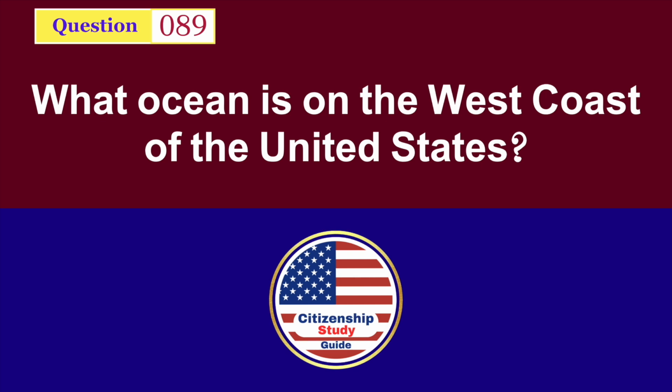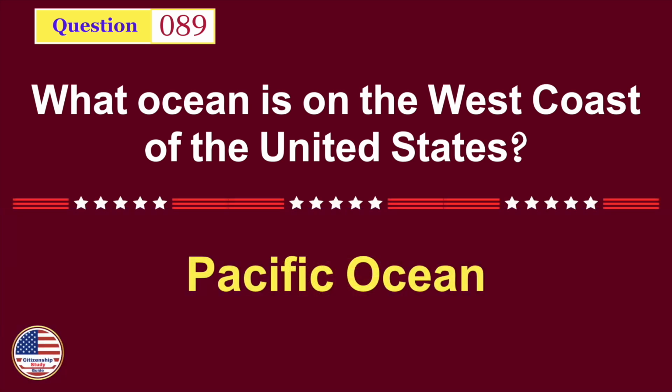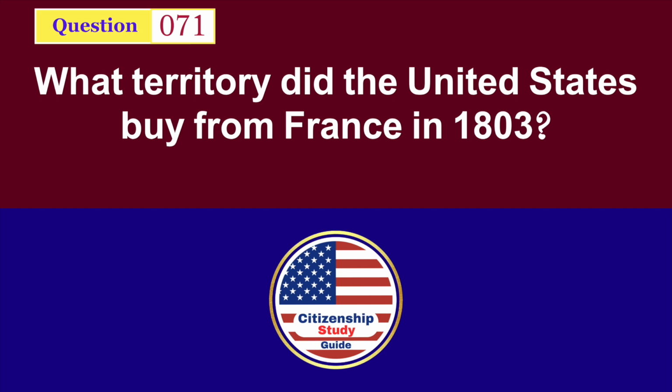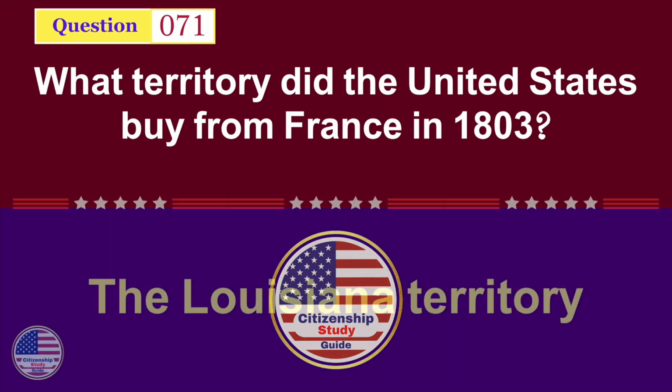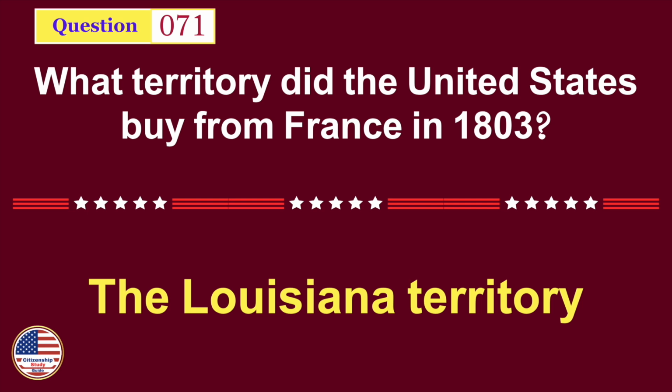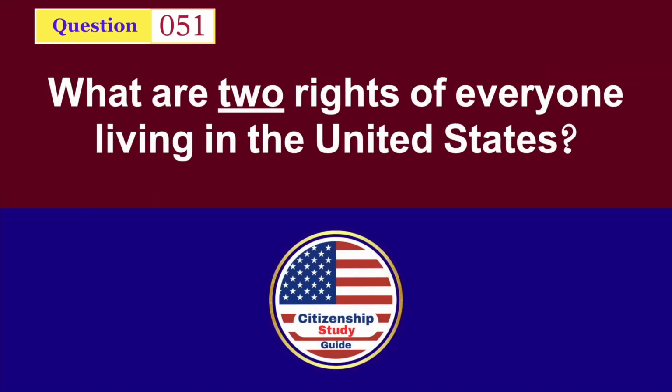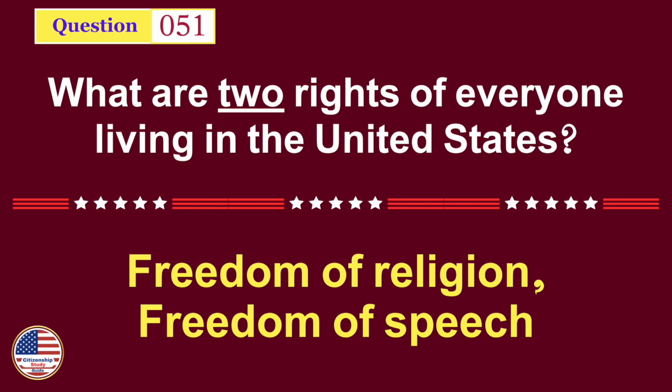What ocean is on the west coast of the United States? Pacific Ocean. What territory did the United States buy from France in 1803? The Louisiana Territory. What are two rights of everyone living in the United States? Freedom of speech. Freedom of religion.